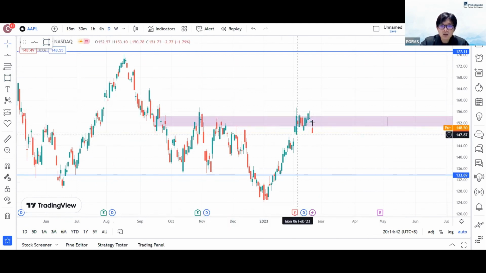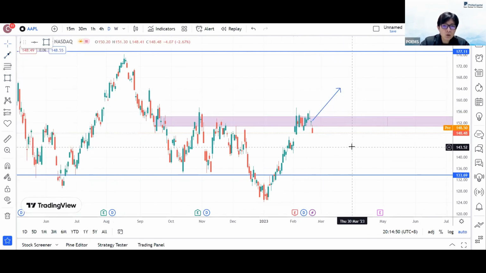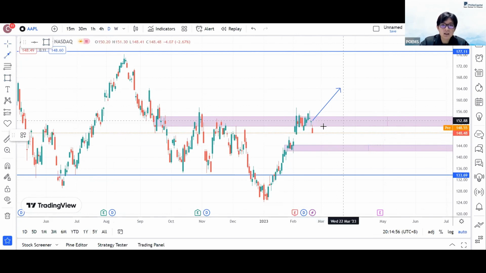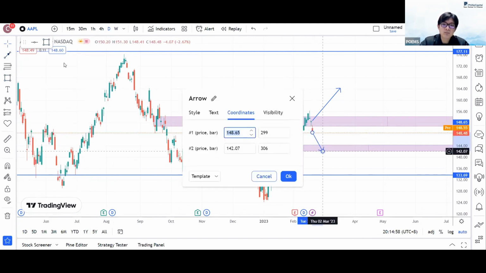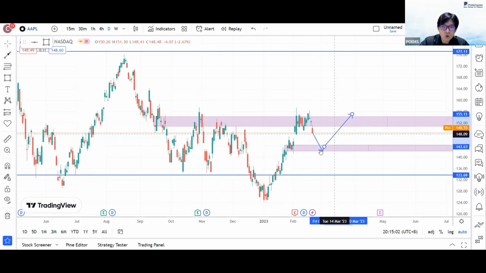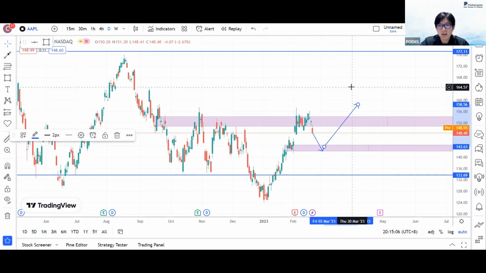supply area. Still getting rejected. They are still unable to really create a new demand level for price to hit higher. I'm not saying that they won't, but for now, I think a safer level to look at is at 142. If they can, then you will be looking at a higher low being formed. Then price starts to attempt a higher high towards a 158 level.